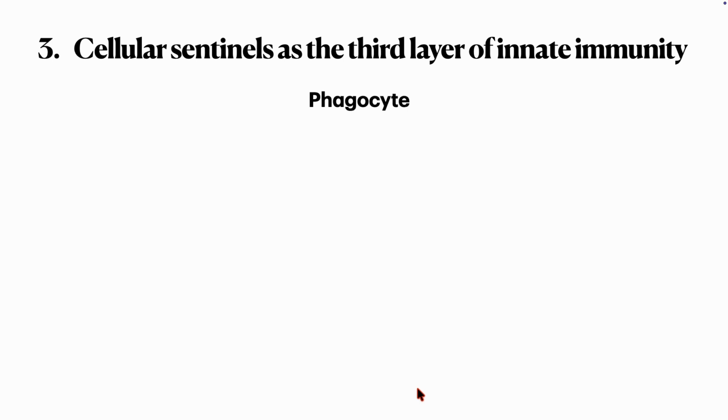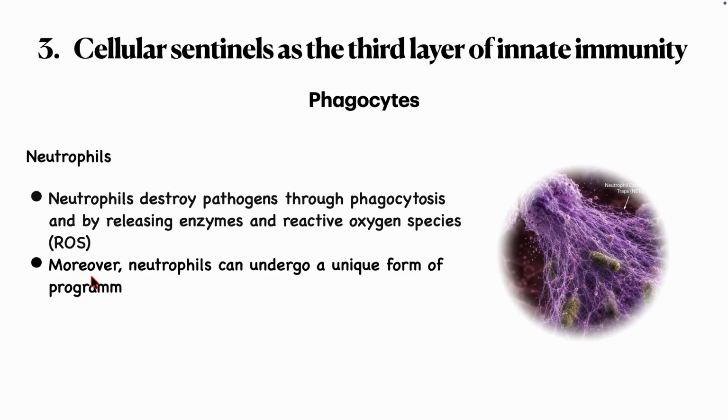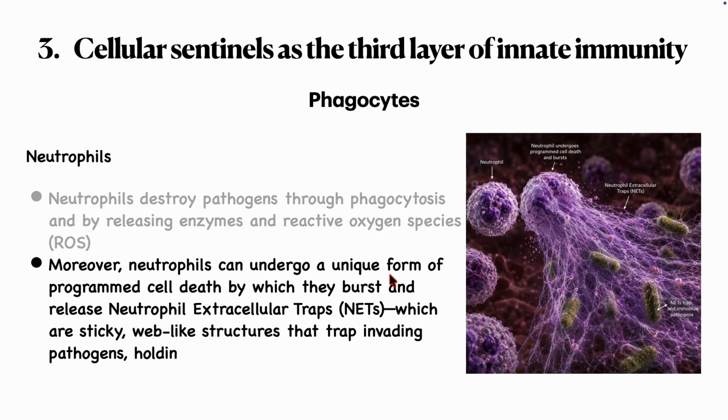In terms of phagocytes, we have neutrophils and macrophages. Neutrophils destroy pathogens through phagocytosis and by releasing enzymes and reactive oxygen species, or ROS. Moreover, neutrophils can undergo a unique form of programmed self-death by which they burst and release neutrophil extracellular traps, or nets, which are sticky web-like structures that trap invading pathogens, holding them in place to kill them later.